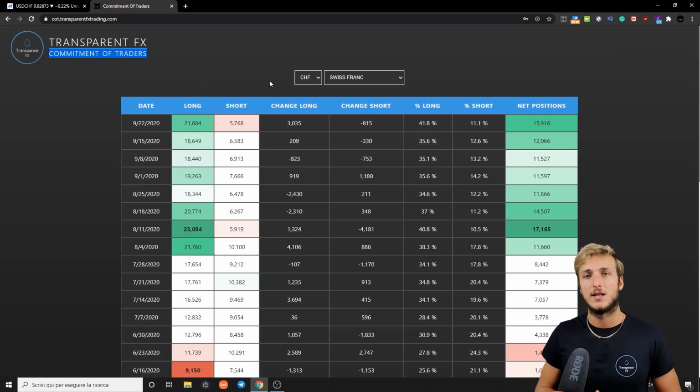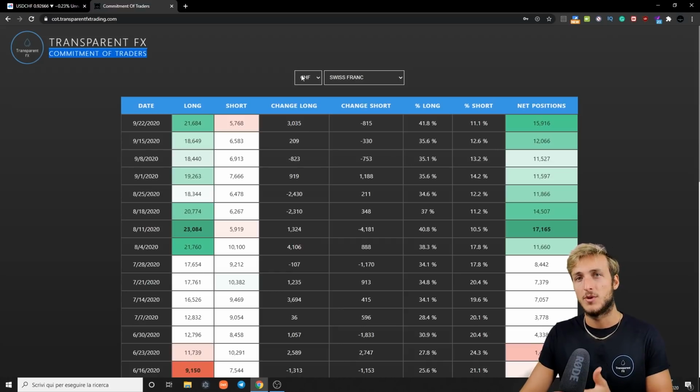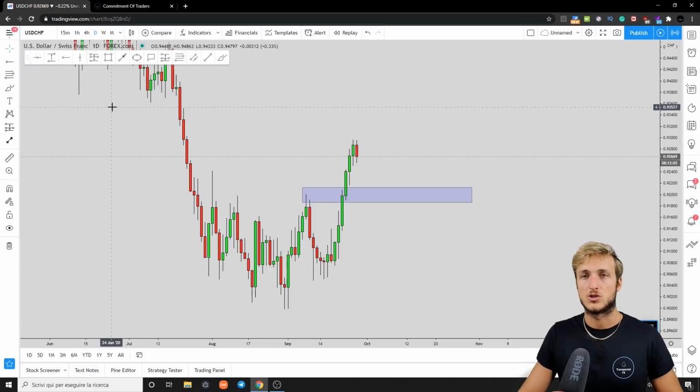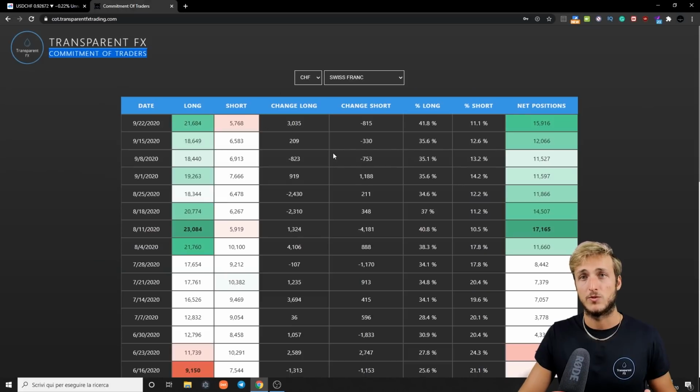Now, if you check the data for the CHF, you are actually already checking CHF USD. Why are we checking CHF USD if we check CHF? Because all currencies on the spot are traded against the USD. Therefore, if you're checking the data for the CHF, you are already checking CHF USD. And since we want information on USD CHF, we simply have to reverse everything that we read here.